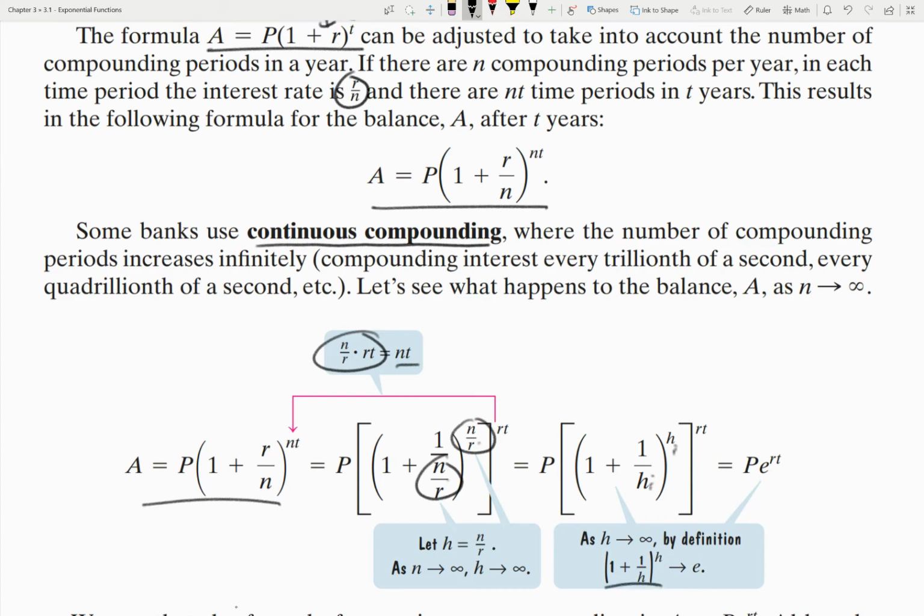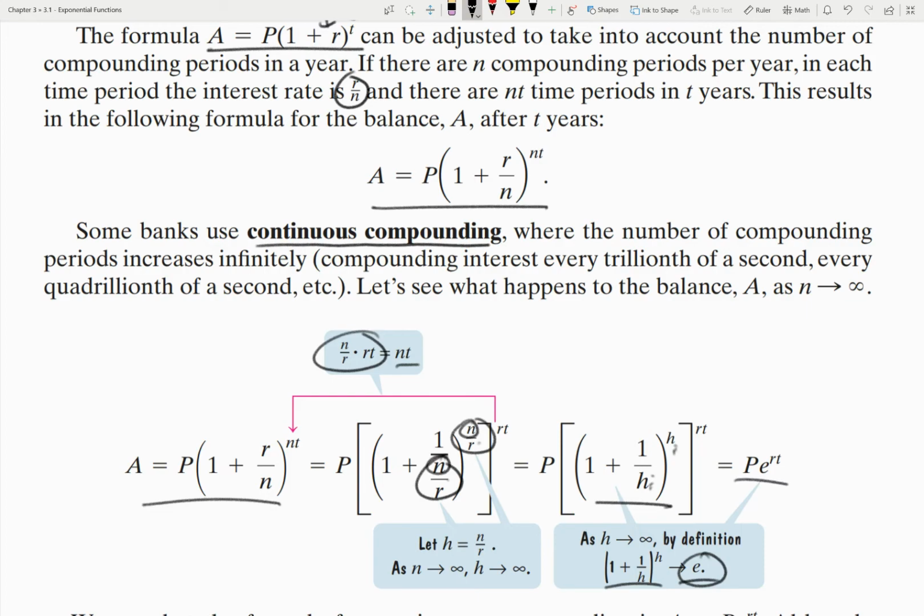which I know from before: 1 plus 1 over something, to the same power. If your compoundings keep getting bigger and bigger, and this number, the interest rate's not changing, keeps getting bigger and bigger, this expression goes to infinity, which means it is equal to e.